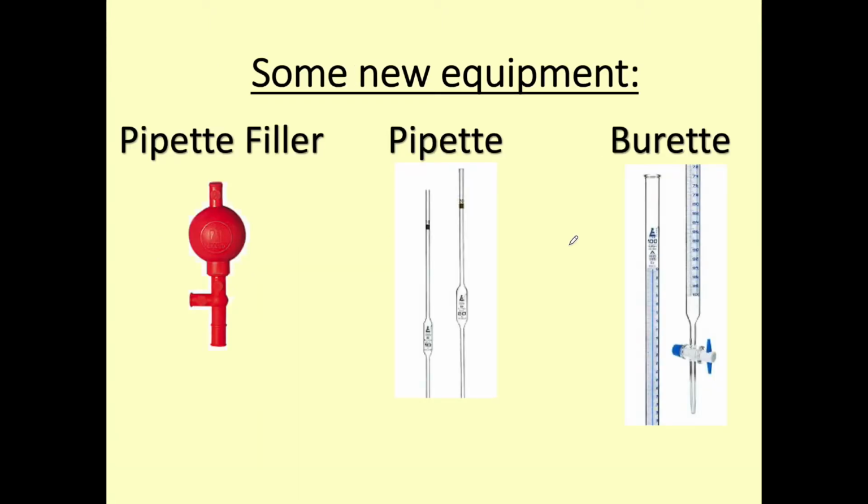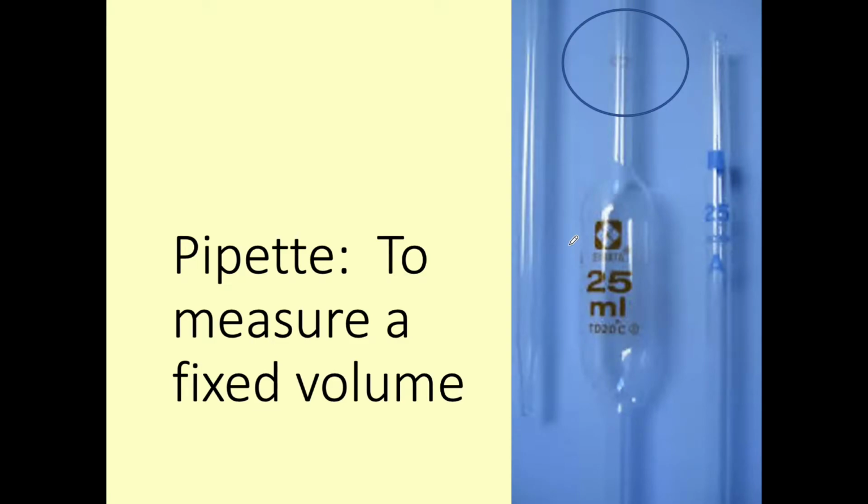And so what you will have seen there is some new equipment. So 3 in particular, a pipette filler, a pipette and a burette. So we're going to look at these in a bit more depth. So a pipette is used to measure a fixed volume. So you can see at the top here, there is a faint line around that point of the glass.